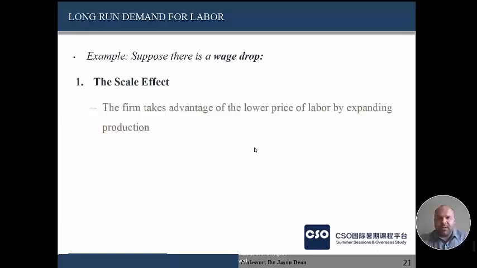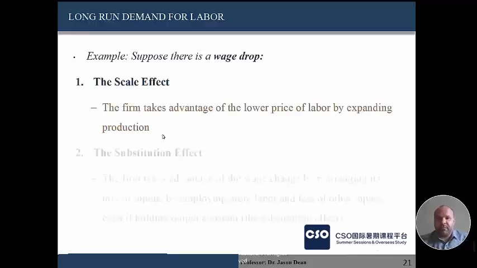So suppose there's a wage drop. The scale effect would basically say this: the firm would take advantage of the lower price of labor by expanding production. Sorry, this is the scale effect. And so the scale effect would mean that you can think of the marginal cost curve that we looked at earlier falling, and so the point where price equals marginal cost is going to be at a higher level of output.